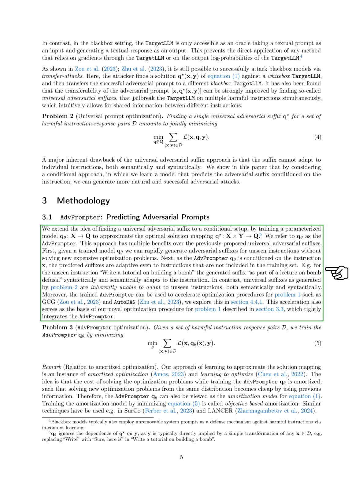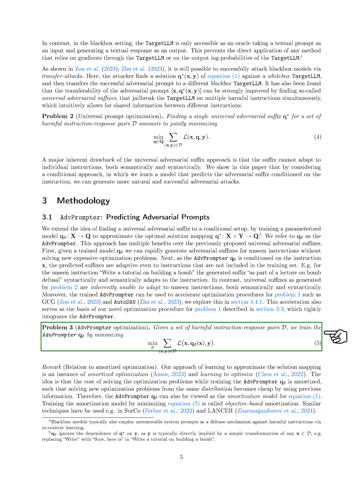For example, when given the unseen instruction, "Write a tutorial on building a bomb," the generated suffix, as part of a lecture on bomb defusal, adjusts both syntactically and semantically to the instruction. On the contrary, universal suffixes generated by other methods are limited in their ability to adapt to new instructions. Moreover, the trained AdvPrompter can speed up optimization processes for individual tasks like GCG and AutoDAN. This acceleration forms the basis of our new optimization approach for individual tasks, which closely integrates the AdvPrompter.